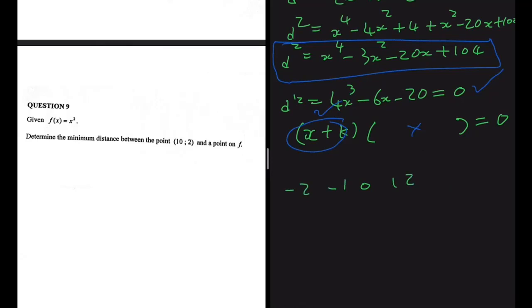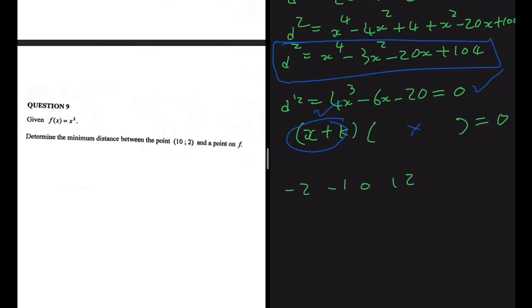So let me try 0. If I substitute 0, I'm getting minus 20, obviously. Let me try 1 and see what I get. If I substitute 1 in that equation, I get minus 22. Let me try minus 1. If I try minus 1, I get minus 18. That's not what we want. Let me try minus 2. If I try minus 2, I'm getting minus 40. So let me just try 2. And when I try 2, I get 0, right?